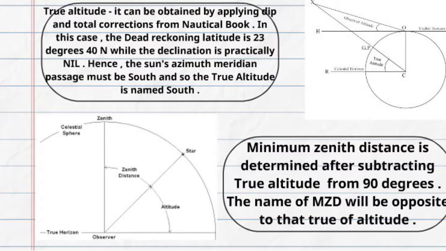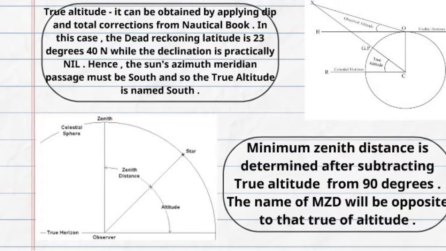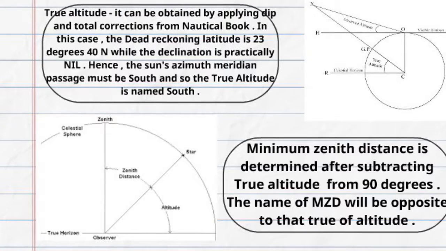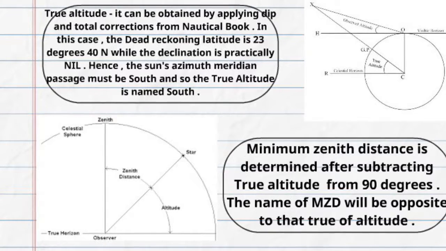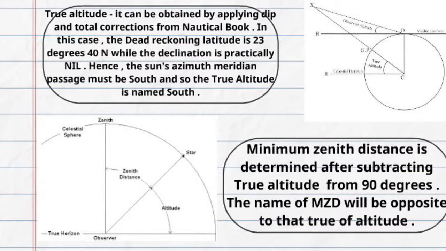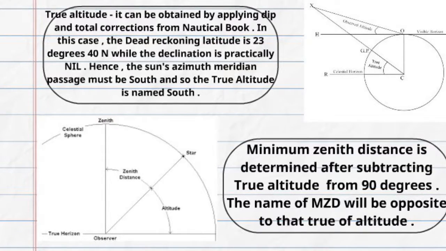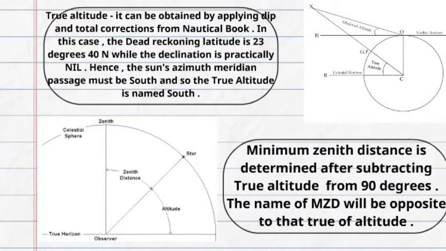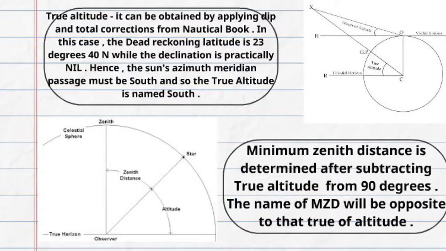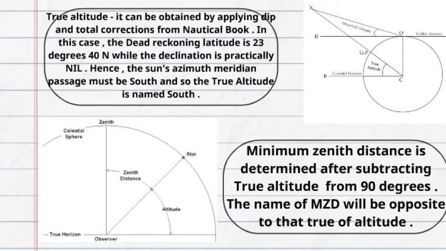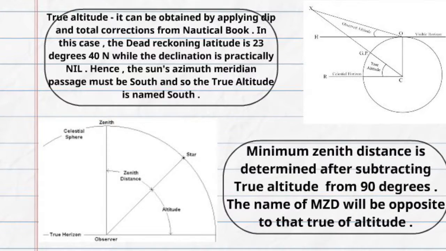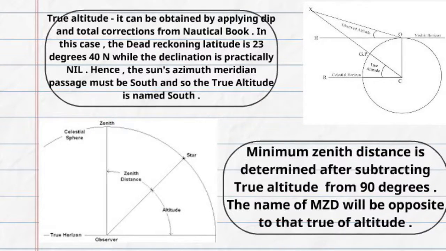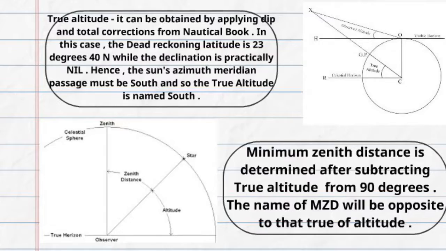If the minimum zenith distance and declination are of the same name, add them and retain the name. If of opposite names, subtract the smaller one from the larger one and retain the name of the larger one. As for the declination, it is given from the Nautical Almanac book as well. And the final step, to get the latitude, the minimum zenith distance minus the declination gives you 23 degrees 32.8 north.